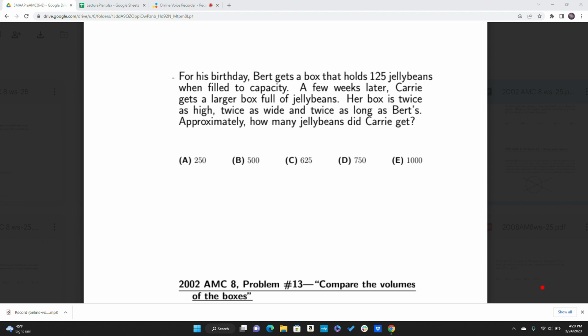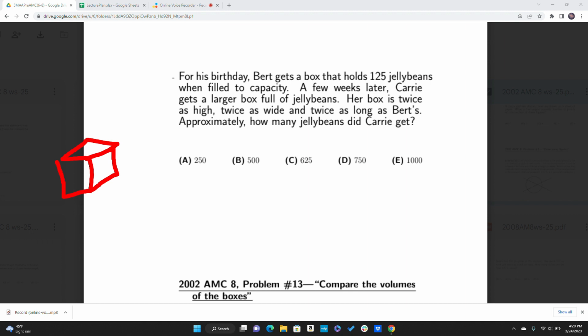Okay, so we have Bert who has a box of jelly beans. So let's draw Bert's box. It doesn't have to be very fancy. I just like to visualize things. Okay, a few weeks later, Carrie gets a larger box full of jelly beans.